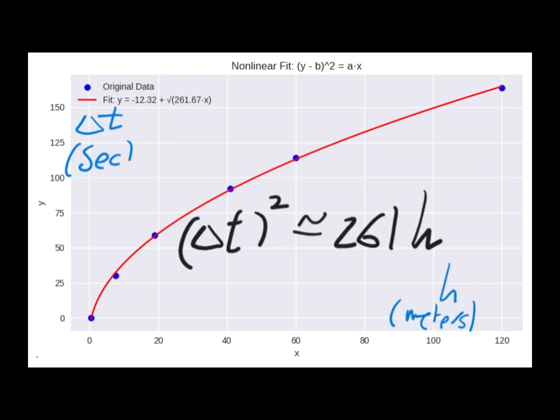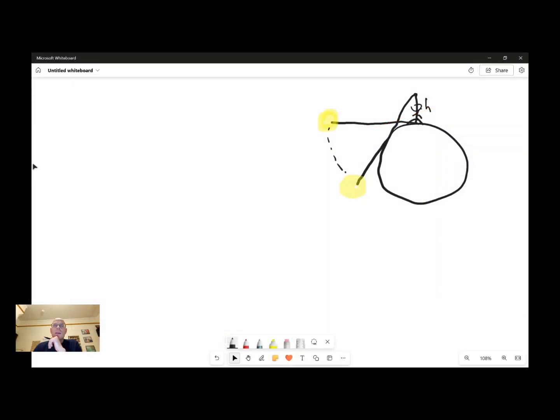And what we see is that in this graph, we can fit the data very, very nicely to a graph where the delta t squared, the time between a certain sunset to the first sunset, is 261 h, where the time is measured in seconds and the height in meters. So remember this relation, because in a moment we will use this relation to determine the radius of Earth. Let's discuss the theory of this experiment.